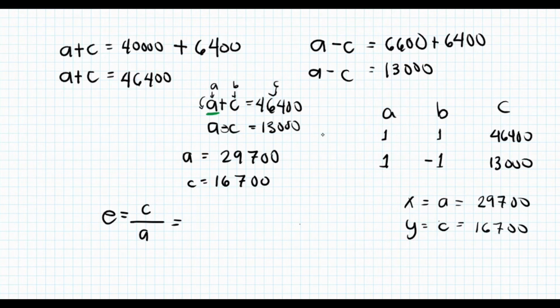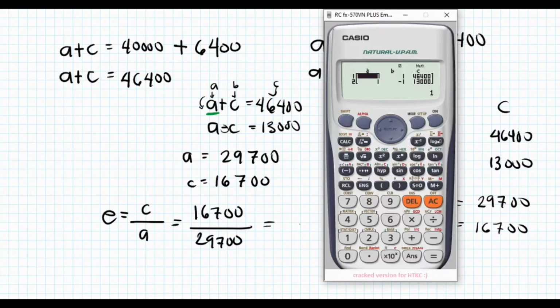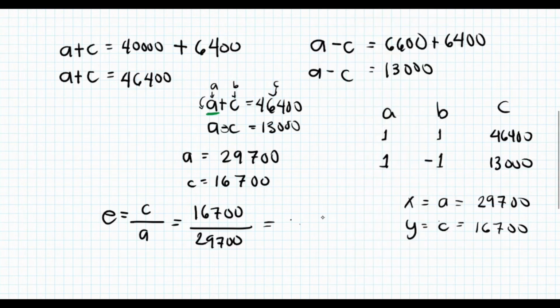So, we just need to input the values here, 16,700 over 29,700. So, calculate natin, equal siya sa 0.56. So, your eccentricity is 0.56. So, that will be letter D. So, lagi niyo pong tatandaan, ang eccentricity po ng ellipse ay laging less than 1.